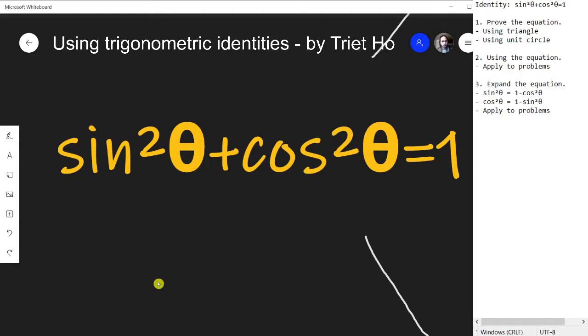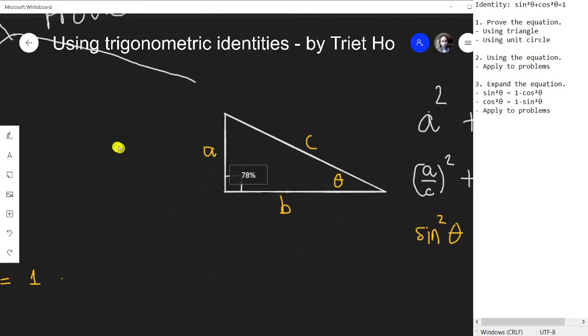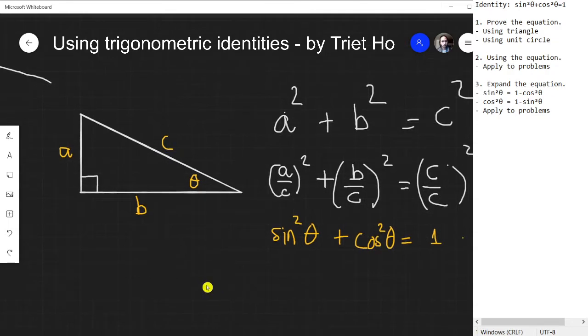Using trigonometric identities. In this video, we're going to use the identity sine squared theta plus cosine squared theta equals 1. First, we're going to prove this identity by using triangles.